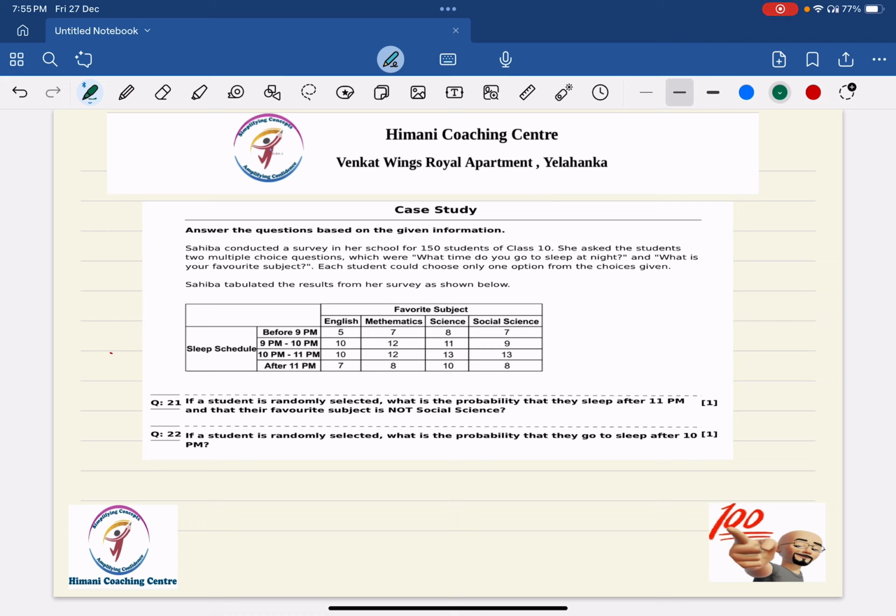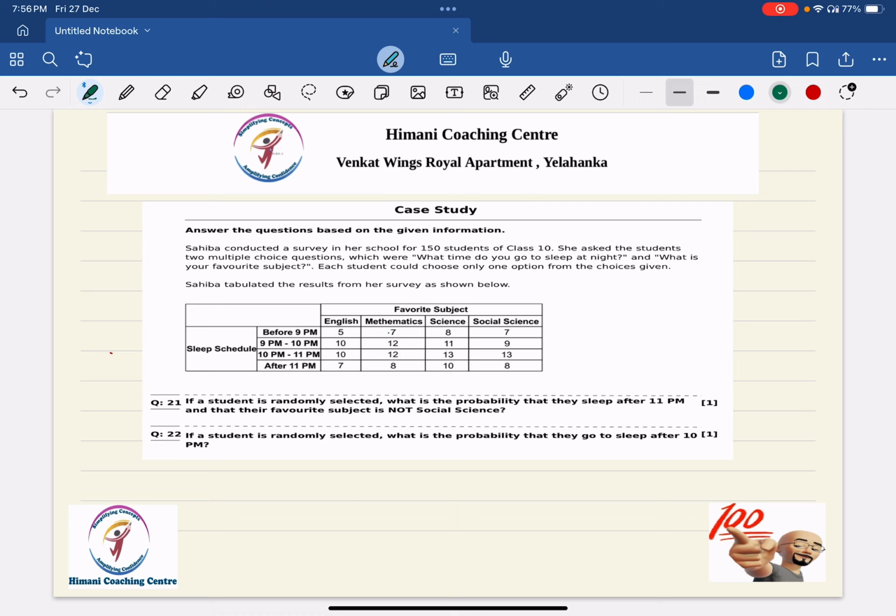So let us understand what this table is saying. There are students who go to sleep before 9 p.m. So what is their number? 5 and 7, 12, and 8, 20, and 7, 27. Out of those 27, 5 students' favorite subject is English. 7 students have a favorite subject as mathematics, likewise. So this is how this table is to be read.